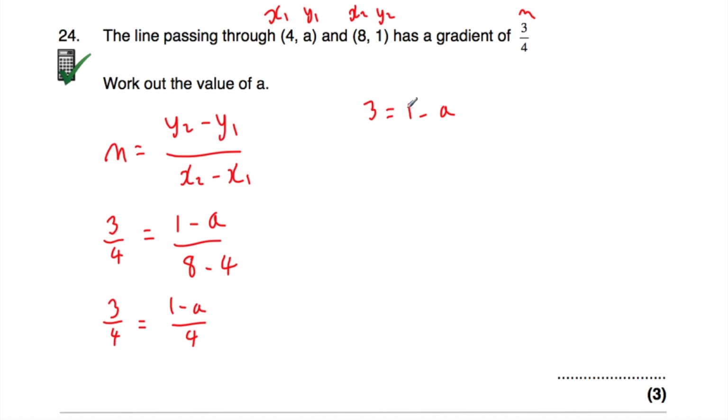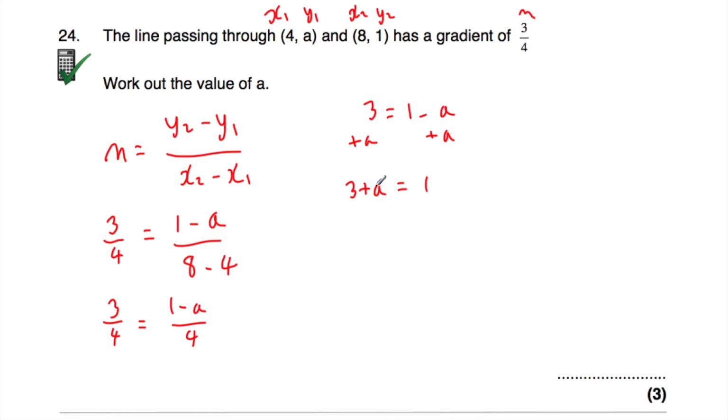So I'm actually just going to do this part twice. I've just said that 3 must be equal to 1 minus a because the numerators must be equal to each other. And then if I wanted to solve this, I would add a to both sides. So add a to the left-hand side and add a to the right-hand side. 3 plus a would be 3 plus a. And on the right-hand side, you'd just be left with 1 because you're adding the a to get rid of the minus a.